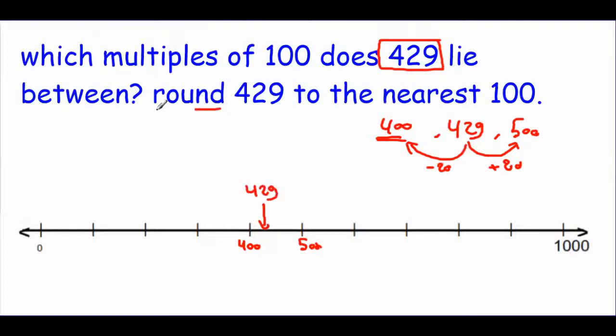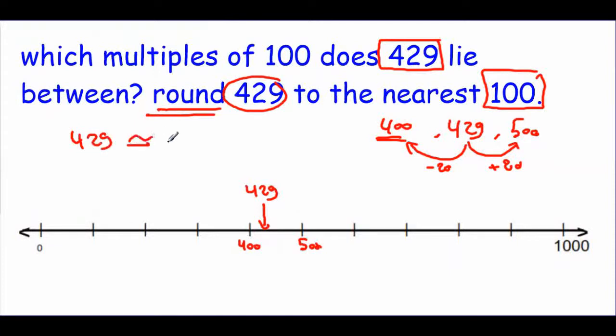Now the question: round 429 to the nearest 100. I have to choose one of them to tell that my number is closer to it. I think 429 is closer to 400. So 429, when rounded to the nearest 100, will be 400. And remember, when I round to the nearest 100, I look at the tens.